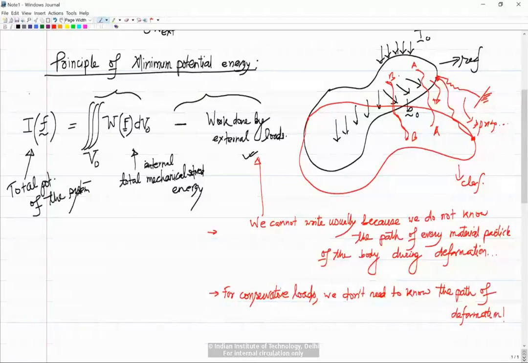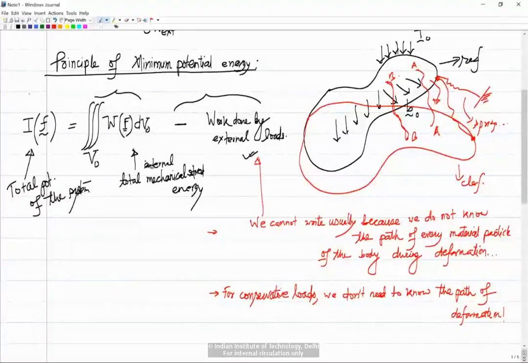Of course, in the actual physical scenario, a body will reach from undeformed to deformed configuration through dynamics, through an actual path. And that path you can know by solving the dynamics equation. And once you get that path, then you can get the work done by all kinds of forces, whether it is conservative or non-conservative, because you know the path. But you have to know the path in that case, right?